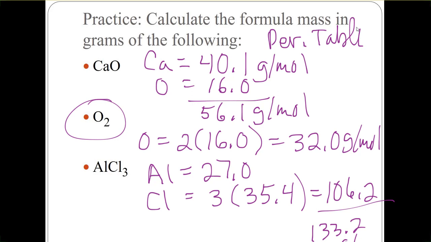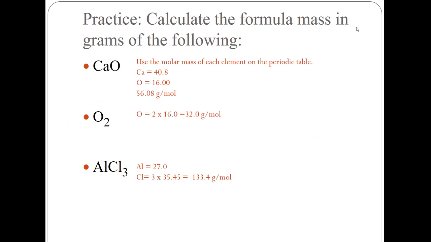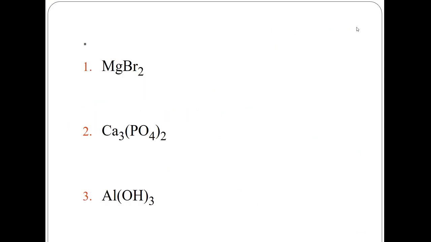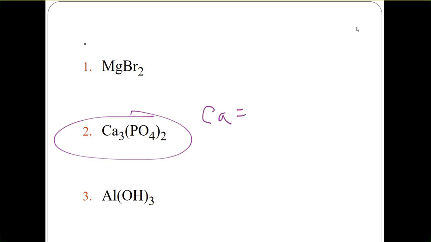And then I'll add that up to the 27, and I get a total of 133.2 grams per mole. All right, let's do one that has parentheses because that's about the hardest thing I can throw at you. And let's just do this middle one. So we have calcium right here. Calcium, I have 3 times the 40.1.